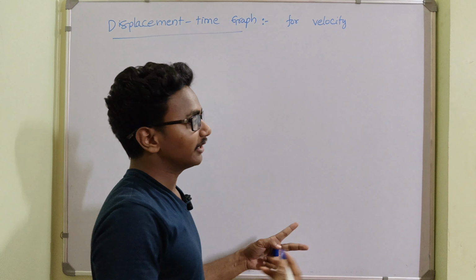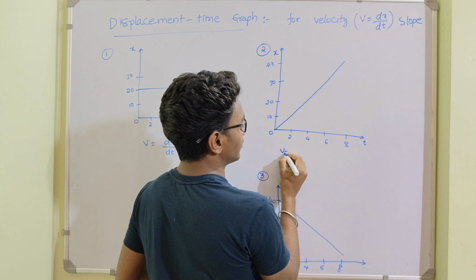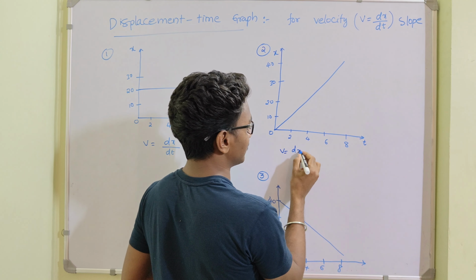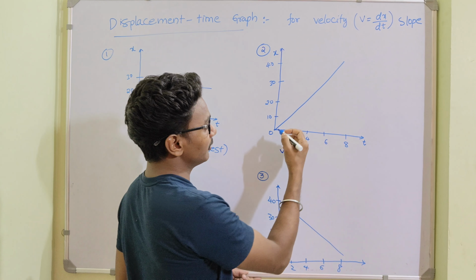Look at these two graphs. These two are straight lines. One is an increasing straight line, another one is a decreasing straight line. So now find the velocity for this. Velocity is the slope, right? That is dx by dt. Find the slope at any point.